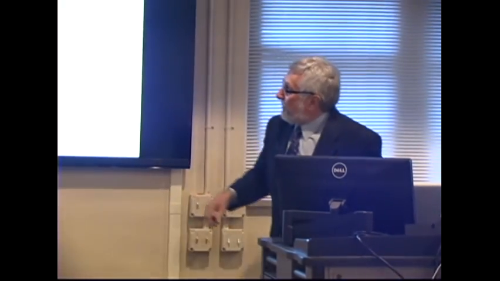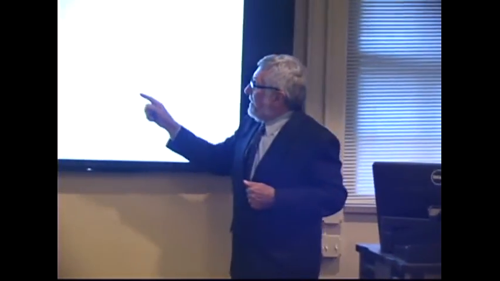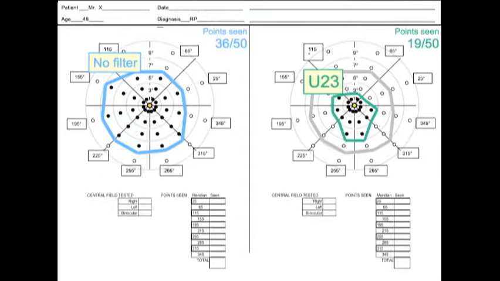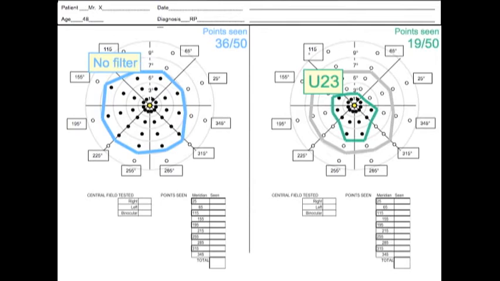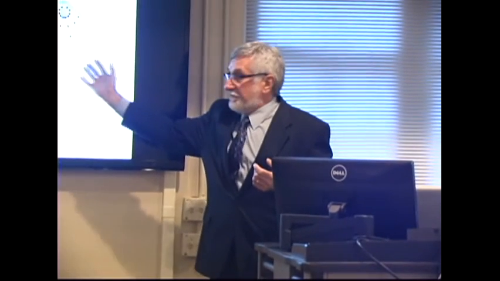And here's a plot coming from our computerized testing of the central 10 degrees. In this example, our patient, an RP patient, saw 36 of the 50 points when we tested them without the filter. When we test them with the filter, they get a much smaller area. They get 19 points out of the 50. Their visual field is shrinking, quantified, and it's easy. It takes about a minute and a half to do each of these tests. So pretty good.